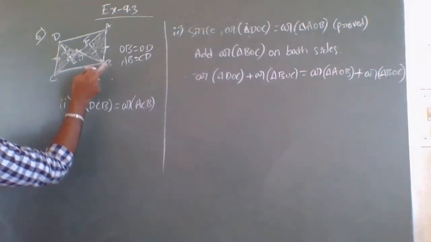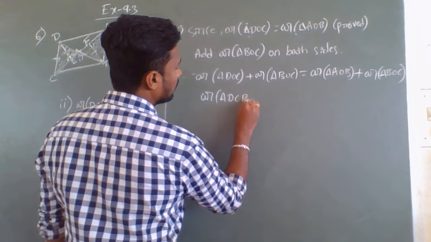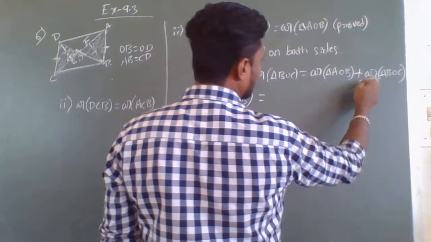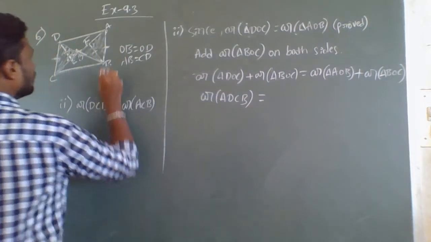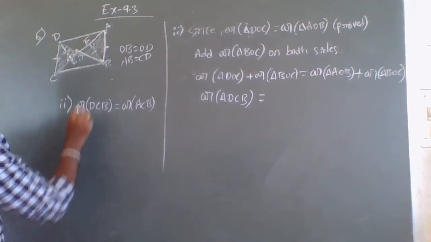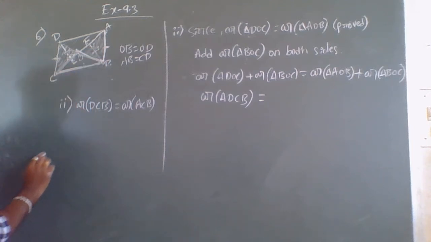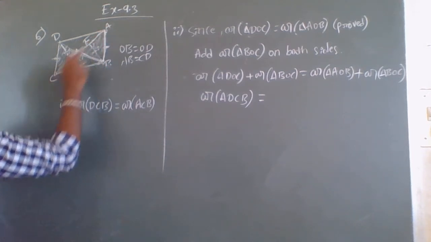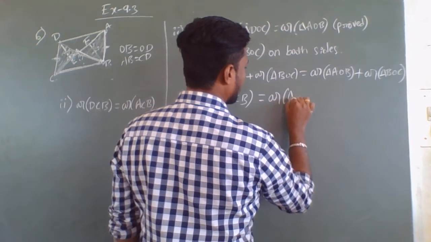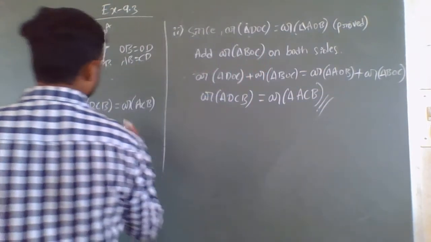When you add these two triangles, what will you get? Triangle DCB. So area of triangle DCB equals area of AOB plus BOC. Here you can see AOB means this triangle AOB and this is BOC. When you add these two triangles, what will you get? Area of triangle ACB. So here I will write area of triangle ACB.